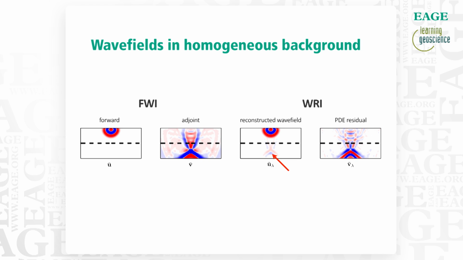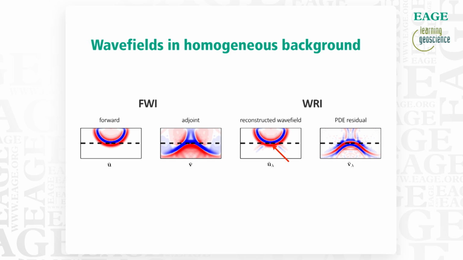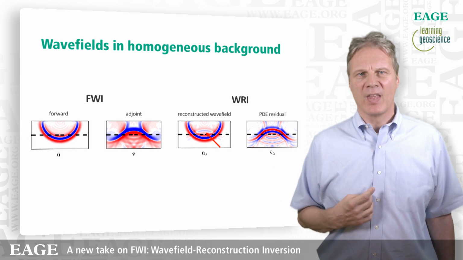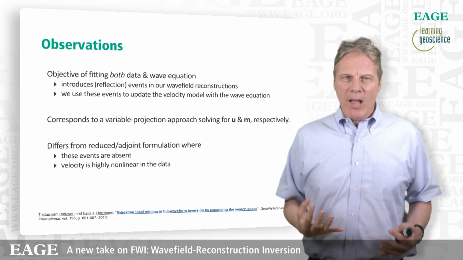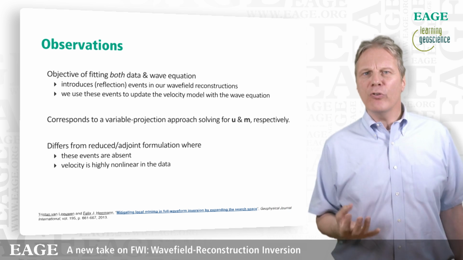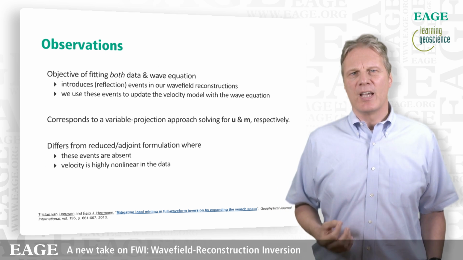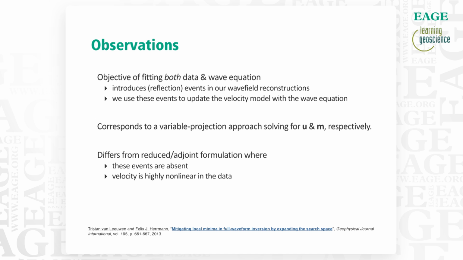So if I propagate these wave fields now, you can see that on the left there are no reflected waves in the forward wave field, because that was a constant homogeneous medium, whereas on the right this data-augmented equation introduces reflection events into the data, and that can be used for the gradient to compute the updates. And that's really key. By having this objective of fitting both the data and the wave equation, it not only introduces reflection events in our wavefield reconstructions that we can use in our inversions, but it also uses these events to update the velocity model by enforcing basically the wave equation.